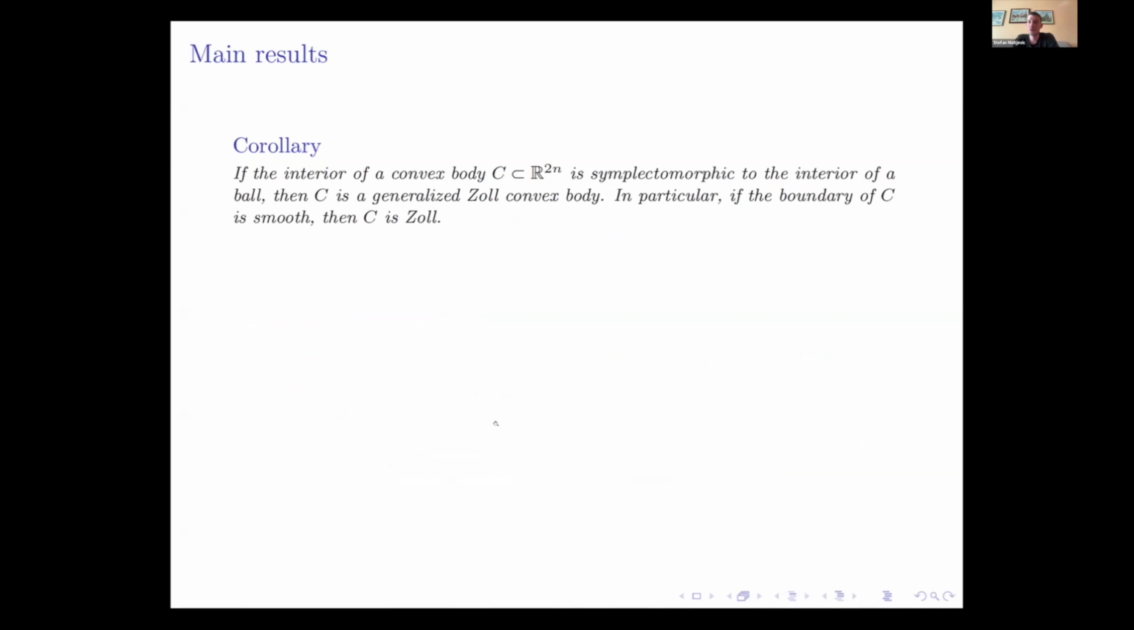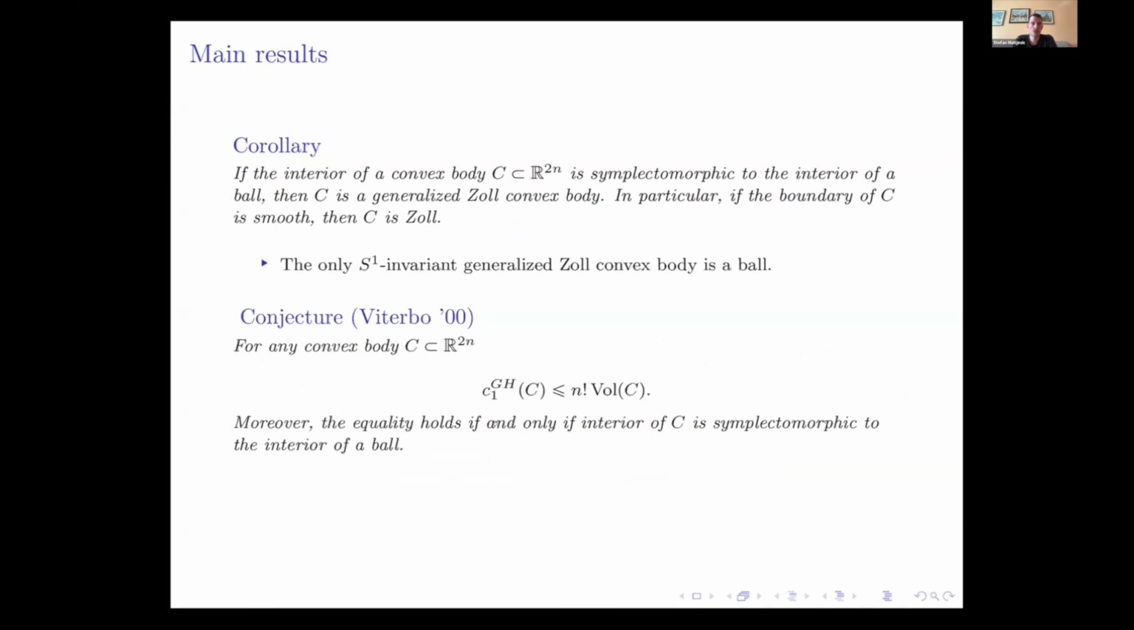And in particular, if the boundary is smooth, then C must be Zoll. And one thing to mention is that in an S1-invariant category, the only generalized Zoll convex body is a ball. And then I want to reflect this corollary to Viterbo's conjecture, which states basically that for any convex body, the first Gutt-Hutchings capacity is smaller or equal than n factorial times the volume of that convex body, and moreover, the equality holds if and only if the interior of C is symplectomorphic to the interior of a ball.